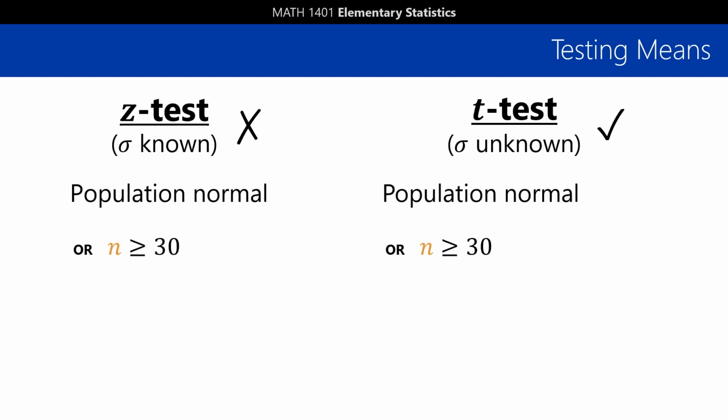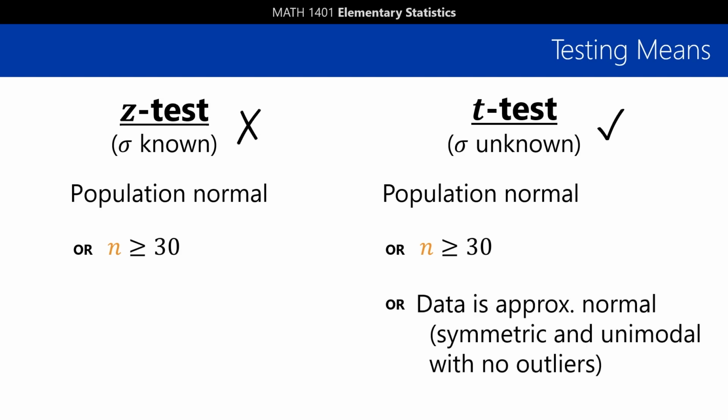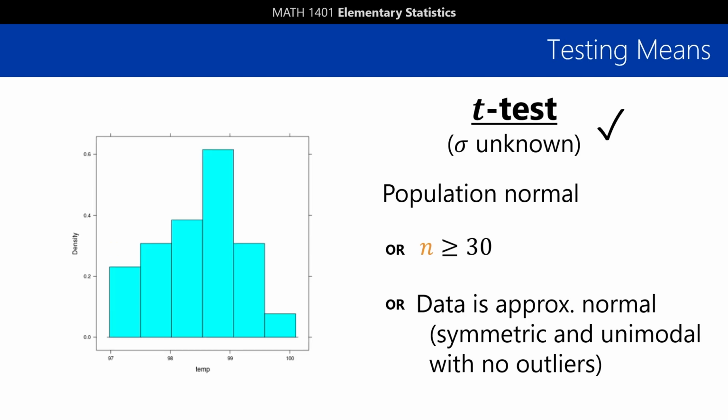Either test can be used when the population parameter is known to be normally distributed, or when the sample size is large enough, at least 30. Unfortunately, we don't have either of those conditions. But we're in luck. It turns out the t-test is robust enough that it still works for smaller sample sizes as long as the data is approximately normal, symmetric or at least close to it, and unimodal, having only one hump, with no outliers. And if we plot our data in a histogram, remember those? Then we see that's the case. So we're good to go ahead and continue with our hypothesis test.